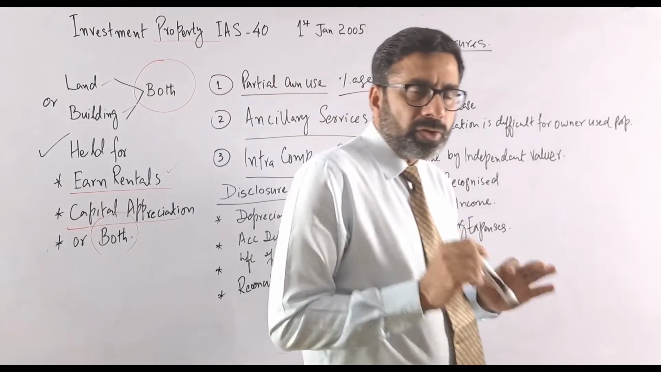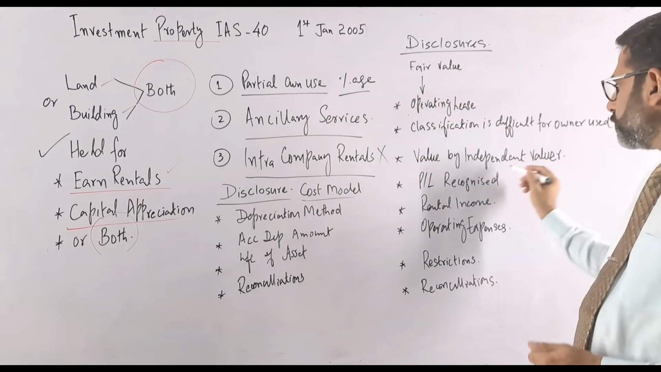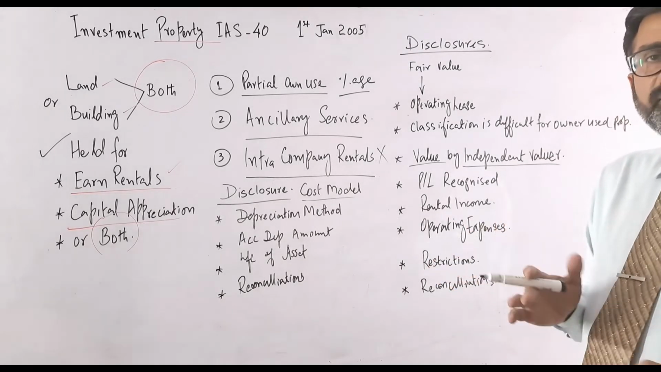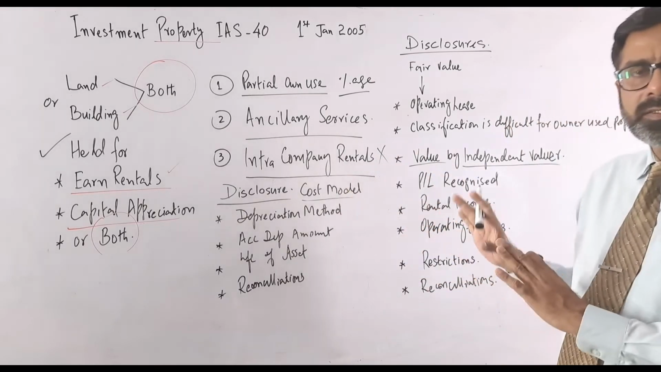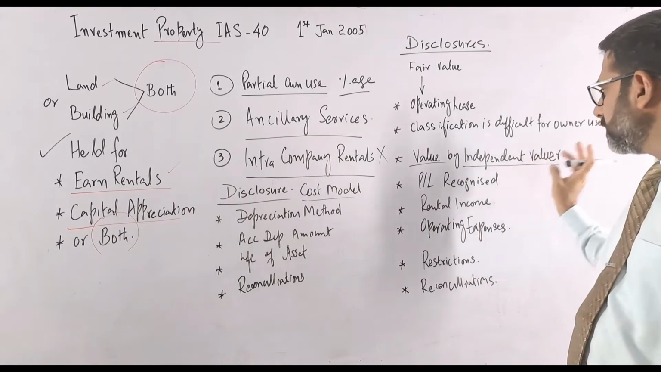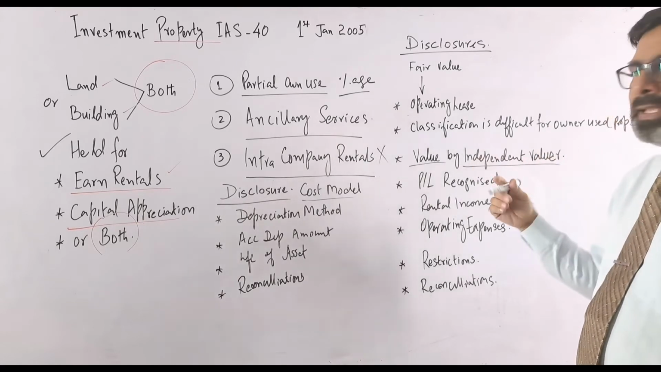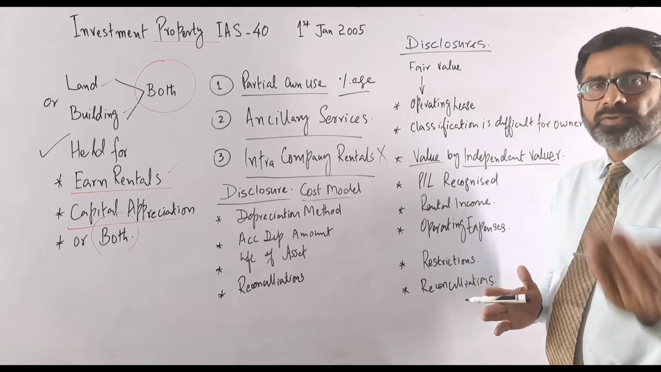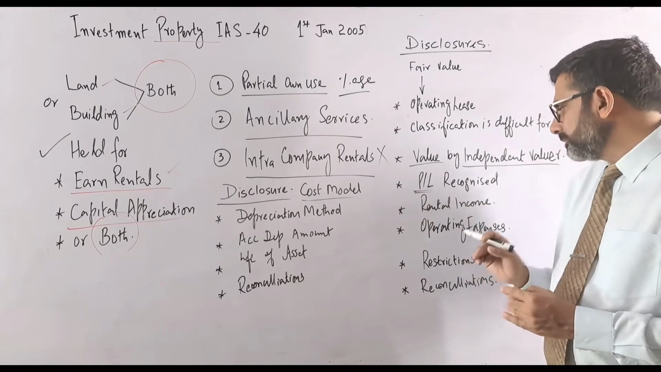Then a very important thing in the investment property, when we are talking about the fair value method, is that there should be a value given by an independent valuer at the end of the year, a third person, an outsider, who has given a certificate for this value at the end of the year. So the value by the independent valuer is how much. Then at the end of the year, when you have written the value, as compared to the previous year, there may be some profit or some loss. So that profit or loss should be recognized in the income statement.